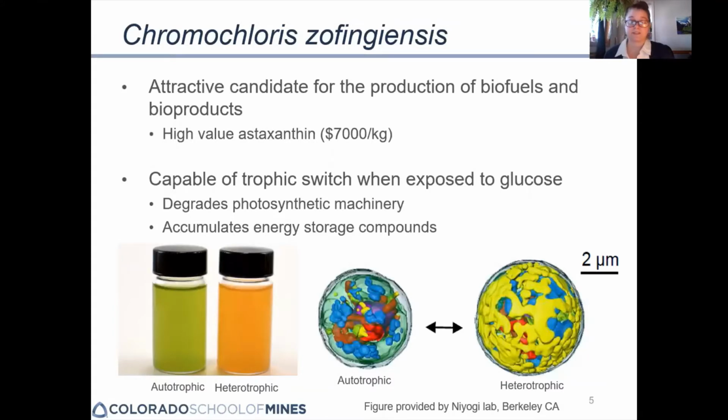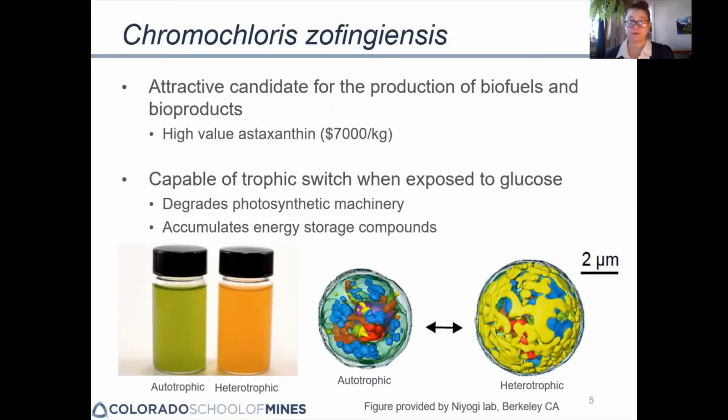Chromochloris zofingiensis is a eukaryotic microalgae that has not only been identified as a top candidate for fuel and astaxanthin production, but it's also been shown to grow in a wide range of industrially relevant conditions, such as outdoors, using wastewater as substrate, urea as a nitrogen source, and in a mixed culture system. Astaxanthin is a carotenoid that has been suggested to serve as a photoprotection for the cell. This compound is a very high-value antioxidant, and it can be sold for an estimated $7,000 per kilogram.